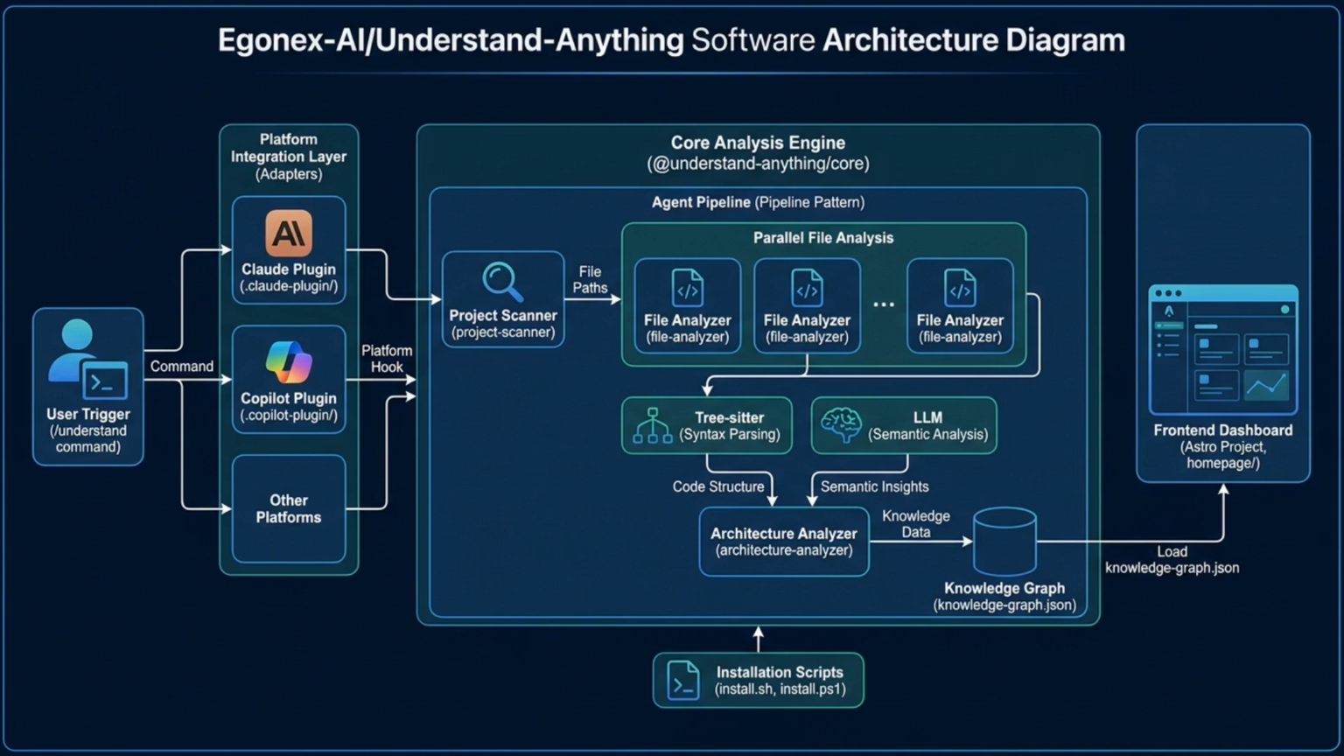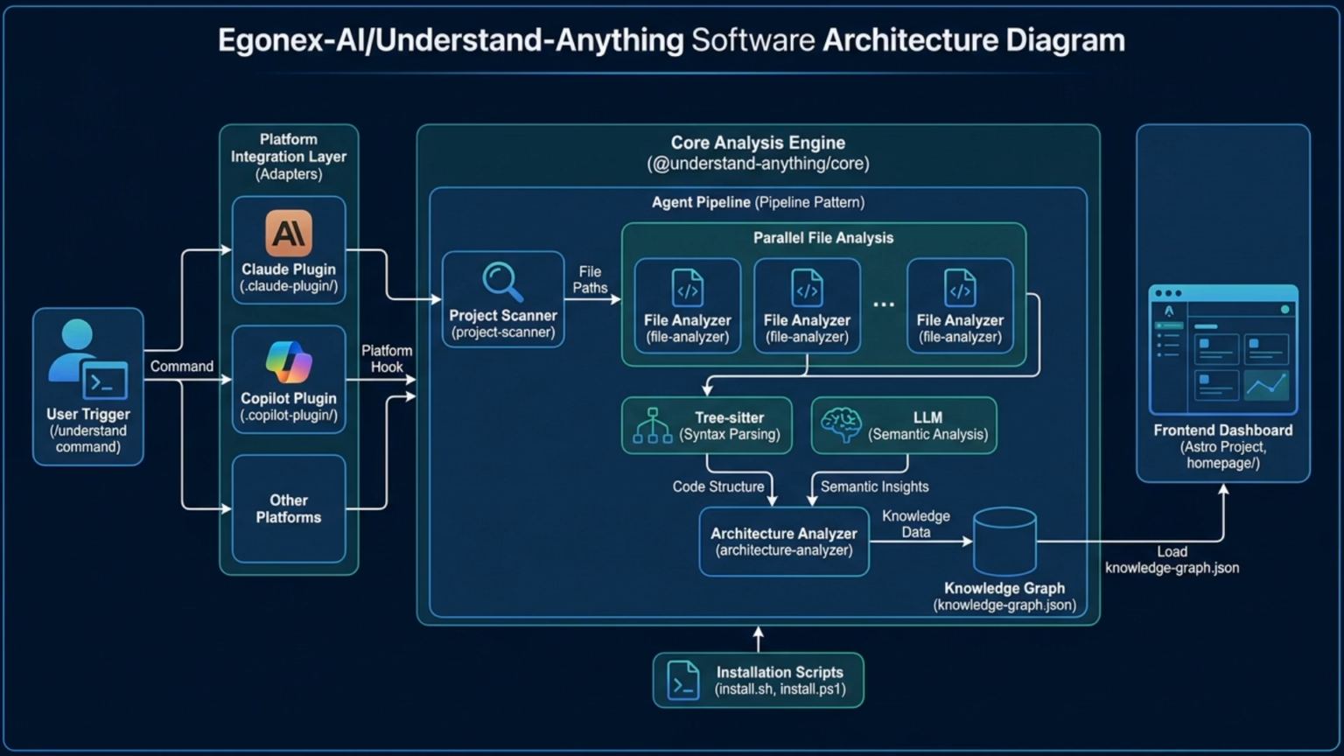So, how does it work under the hood? At its core, Understand Anything uses a clever hybrid architecture. It combines two different technologies, using each for what it does best. First, it uses TreeSitter, which is a fast and reliable parser. This part performs a deterministic structural analysis. Think of it like creating a precise, factual blueprint of the code, identifying every single function, class, and import. This blueprint forms the stable skeleton of the knowledge graph.